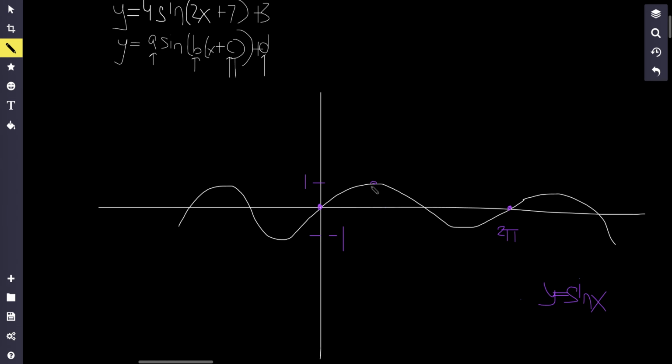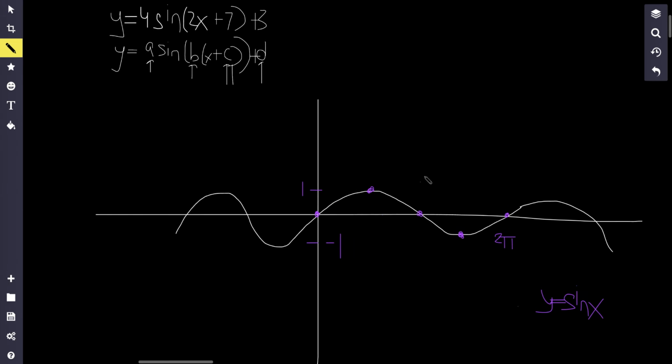Now, I'm going to highlight some points. All of these points I've highlighted, let's just call them critical points, and the reason I call them critical points is because they're important. Notice how all of these points are either a point on the midline, a maximum point, or a minimum point. All the points I've highlighted are one of these three.